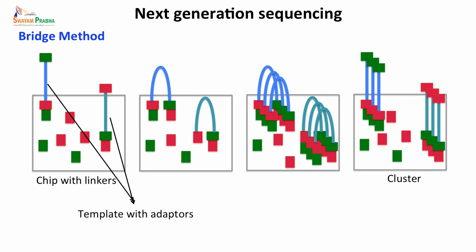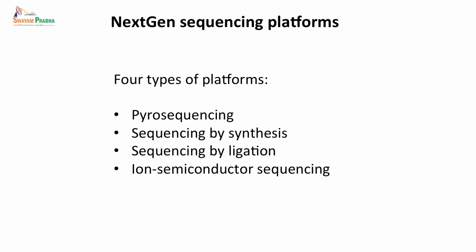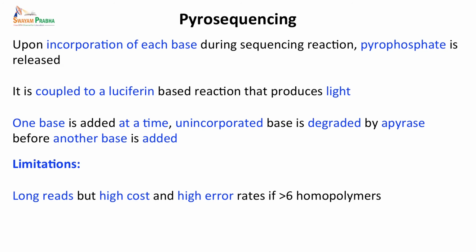Now these clusters can then be used in any of these different platforms, and these are the four most common platforms that are available. One is the pyrosequencing method, second is the sequencing by synthesis, there is also sequencing by ligation, which is different from this method, and then the fourth one is the ion semiconductor sequencing. So I will not go into the very details of these methods, but of course we will just give a very basic sense of how these different sequencing platforms work. So first is the pyrosequencing.